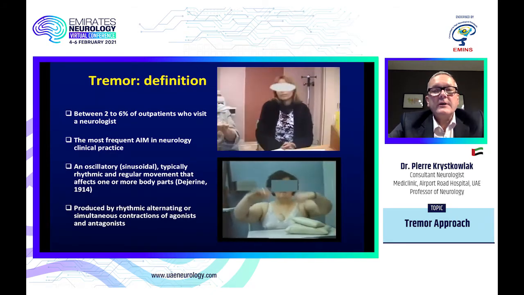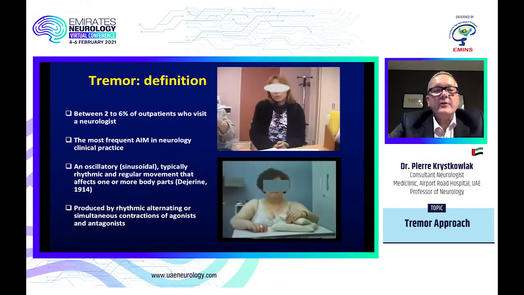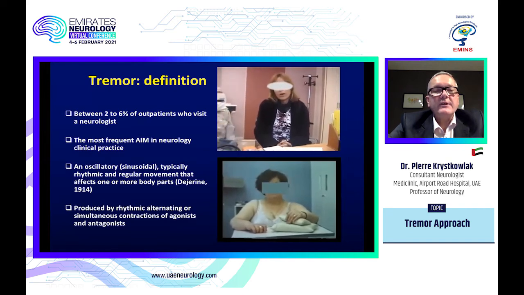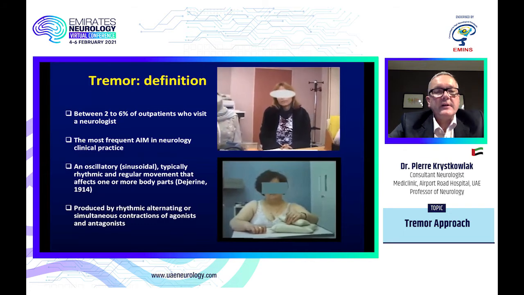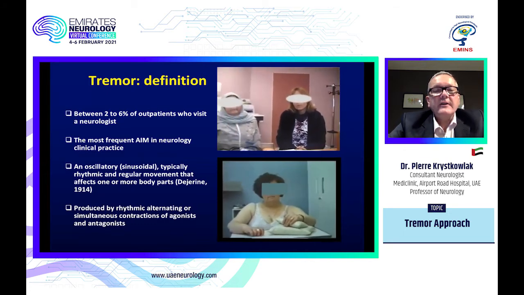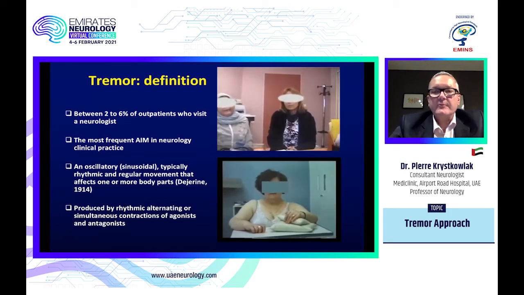So tremor is an oscillatory, and more specifically sinusoidal, typically rhythmic and regular movement that affects one or more body parts. This is an old definition by Desjardins in 1914. And it's produced by rhythmic, alternating or simultaneous contractions of agonist and antagonist muscles.